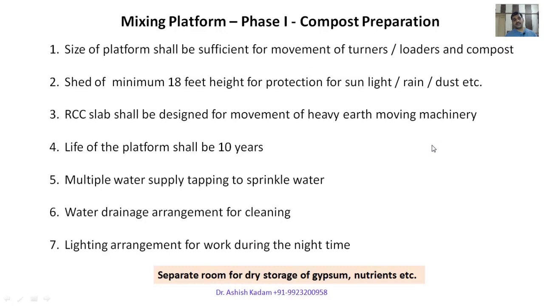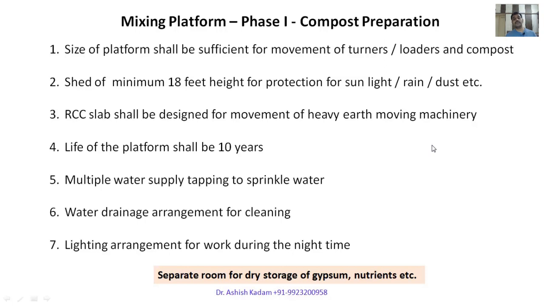Then another phase is the mixing platform. After soaking the bagasse or maybe the paddy, etc., we have to mix this material with the different fertilizers and chicken manure. So there has to be a mixing platform and turning platform, you can say. So what are the considerations we have to take?